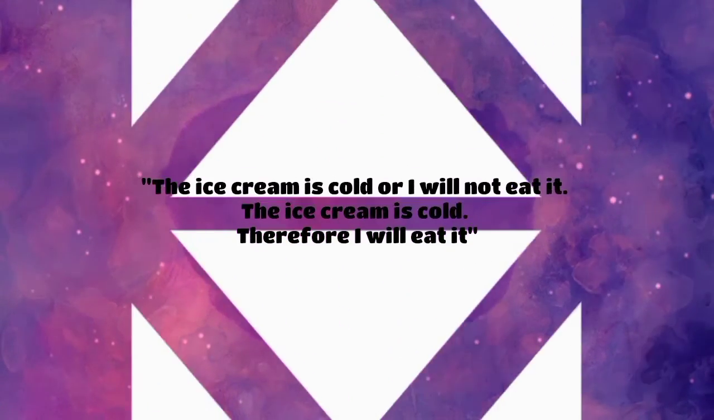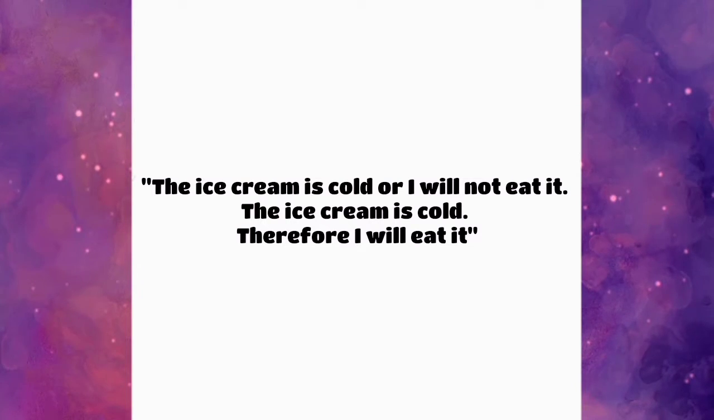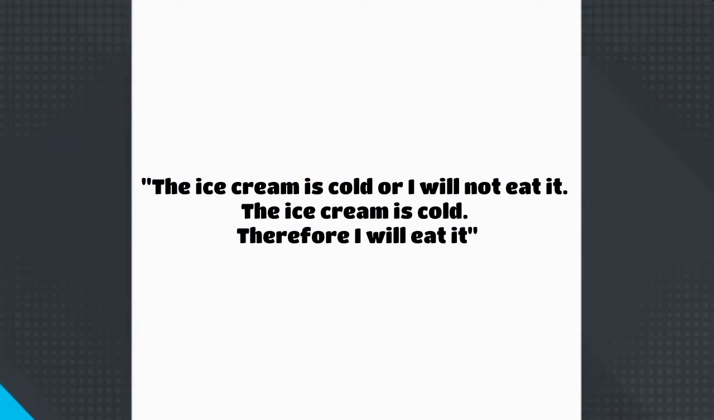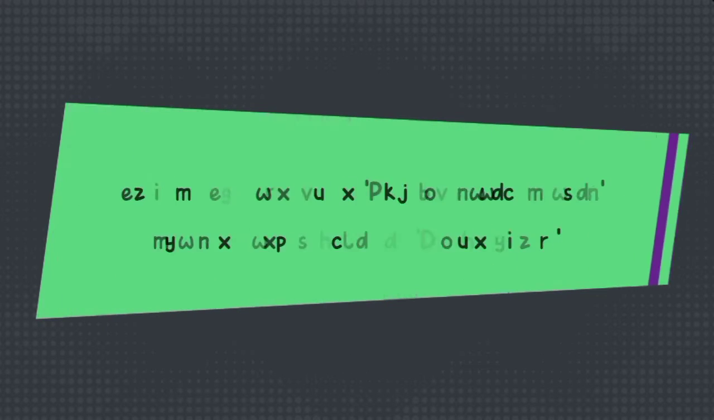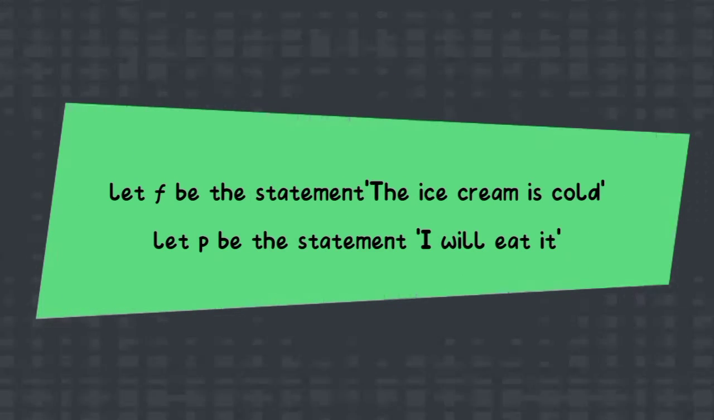For that, I will introduce to you my first sample argument. The ice cream is cold or I will not eat it. The ice cream is cold, therefore I will eat it. Now to find the validity of the statement, let us first symbolize it. Let F be the statement, the ice cream is cold, and let P be the statement, I will eat it.